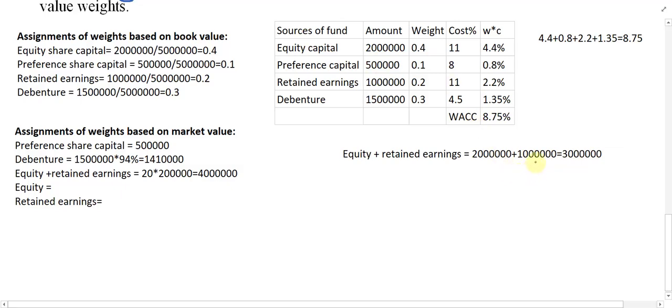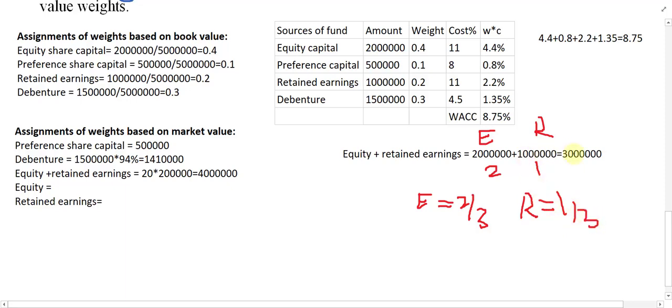So the book value of equity and retained earnings makes 3 million. Out of the 3 million, 1 million belongs to retained earning, and 2 million belongs to equity. If you want to make a ratio between these two, you can say 2 by 3, it means 2 portions belong to equity. 2 by 3 belongs to equity. In this same fund, how much belongs to retained earning? 1 by 3 belongs to what?